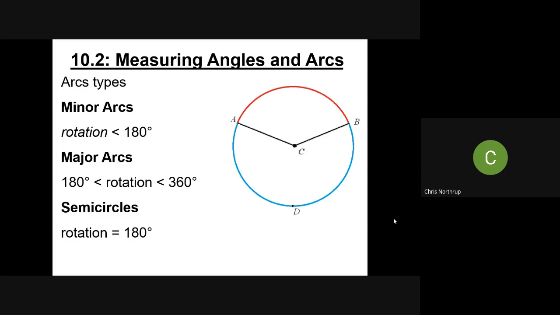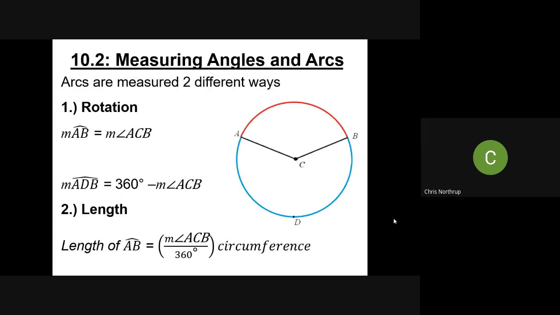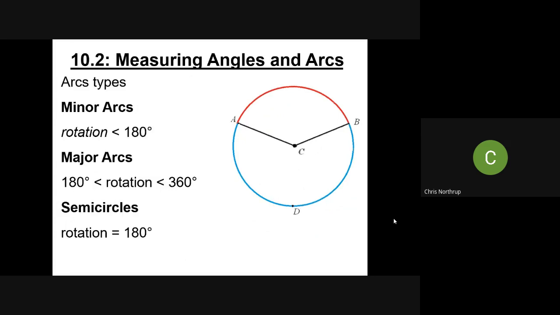Now, major arcs are going to have a rotation that is more than 180, but less than 360. And to indicate a major arc, just according to its name, we're always going to use 3 points. So that's kind of why up here I have ADB that represents that blue arc versus just AB would be the red one. The last type of arc is called a semicircle. That's just when we have a rotation equal to 180. So that's going to be when you have a diameter. We will also use 3 points to name semicircles. So that's actually kind of important. We'll talk about that in class.